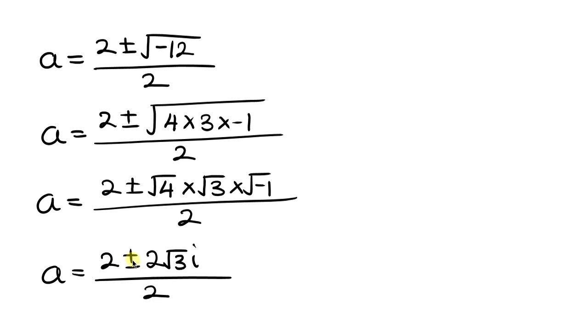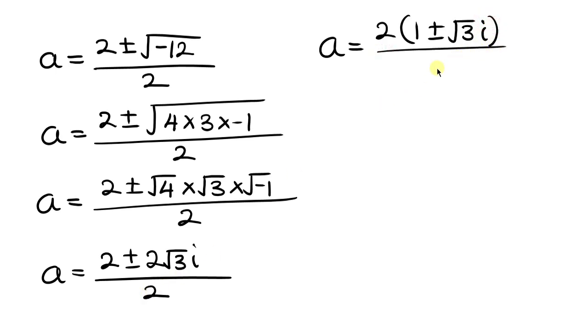We can't leave our answer like this because we can actually factorize the numerator. So 2 is common, so let's factor out 2. So a now becomes 2 open bracket, 2 divided by 2, that's 1, plus or minus 2 root 3i divided by 2, we have root 3i, all over the denominator, which is 2. So 2 can cancel out 2, leaving behind 1 plus or minus root 3i. So there are actually two solutions here.